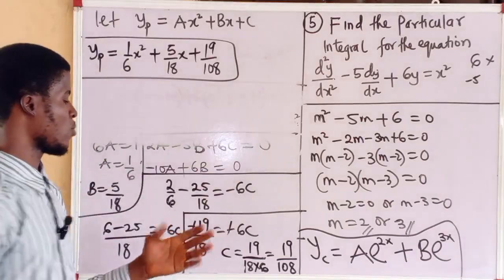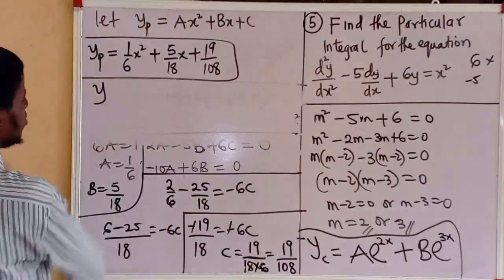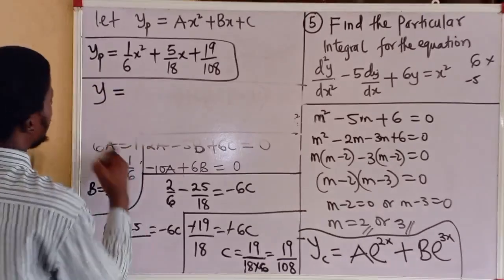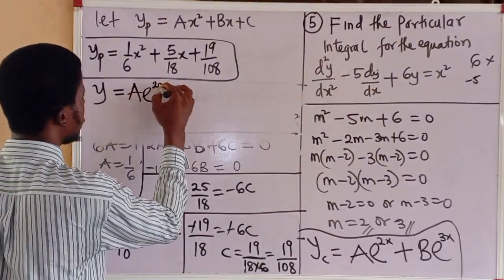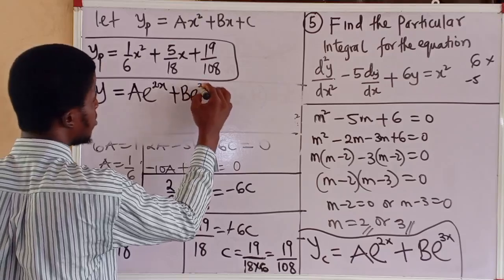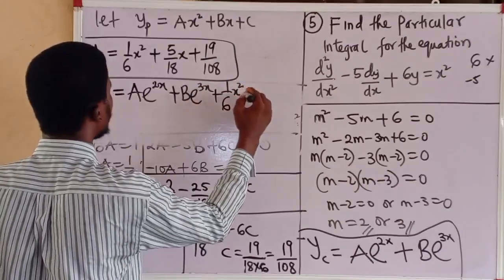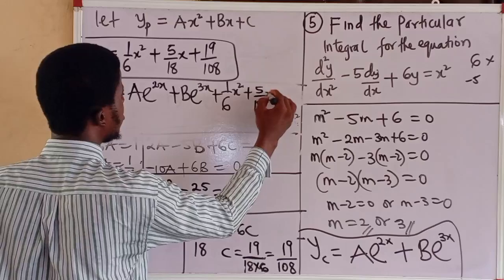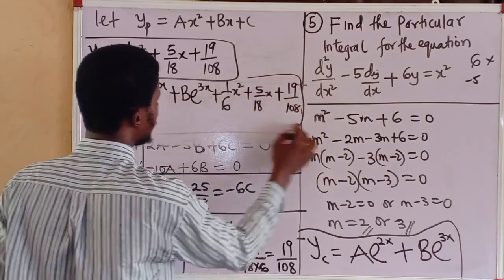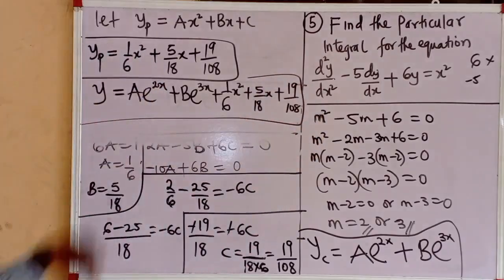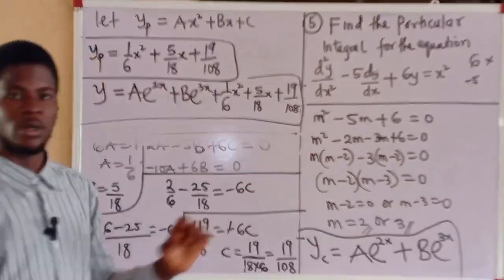So if, for example, we are to determine the general solution, that will be y equal to particular integral plus complementary function: a e to the power of 2x plus b e to the power of 3x plus 1 over 6 x squared plus 5 over 18x plus 19 upon 108. And this would be the general solution if we were asked to determine it. But for this question, this is the particular integral.